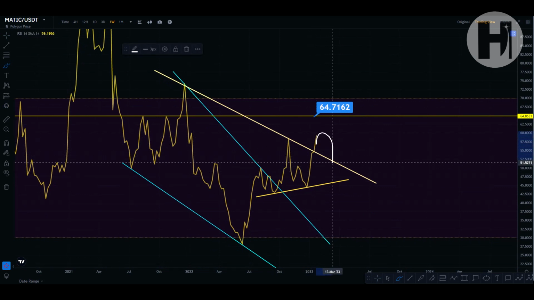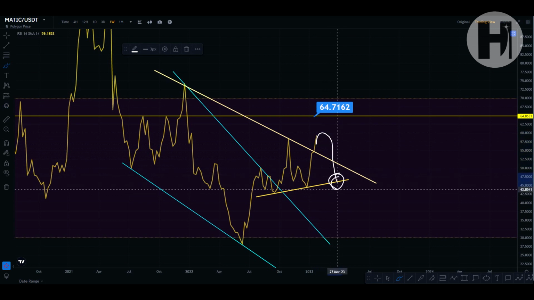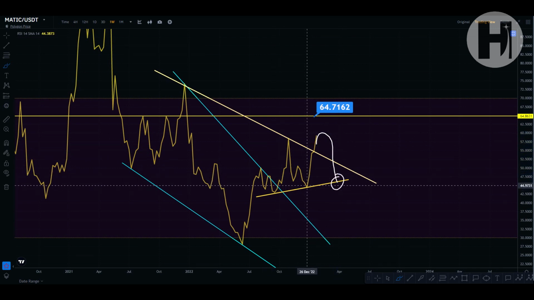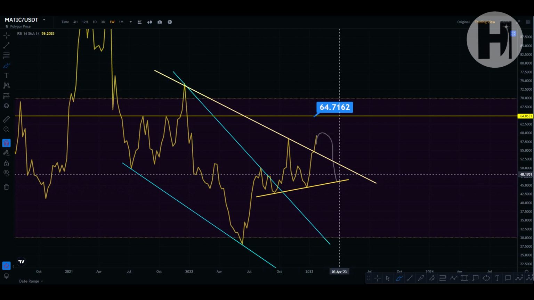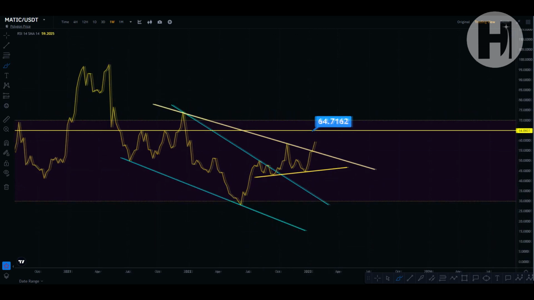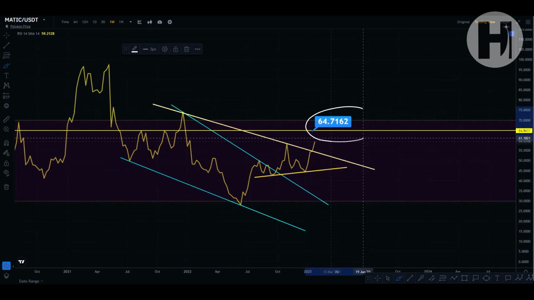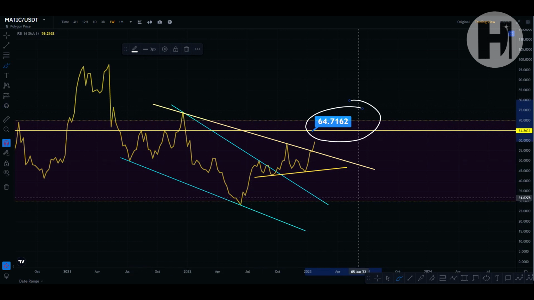Then you're going to have this yellow support trend line that we retested once in September, once in December. We might come back down for another pullback there, and your major resistance level here at 64.7 on the RSI. So that's pretty much it.